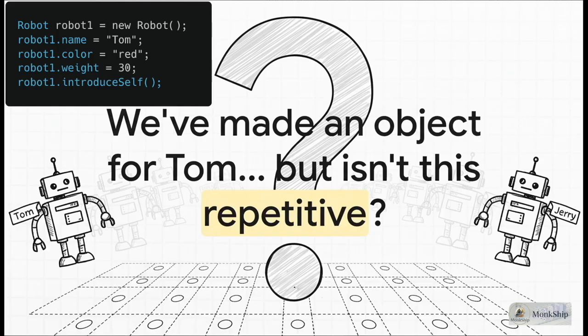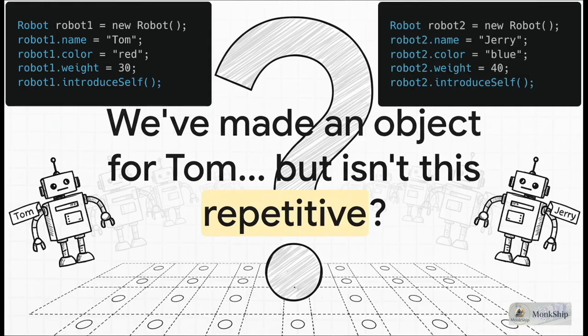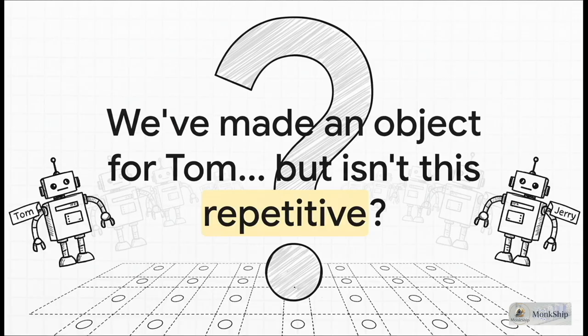So naturally, we just do the exact same thing for Jerry. We make another object, fill in his details, but hang on a minute. Do you see what's happening here? We're repeating ourselves. The structure of Jerry's object is a carbon copy of Tom's. Now imagine we had 100 robots, or 1,000. We'd be writing out that same structure over and over again. That is not a good use of our time.